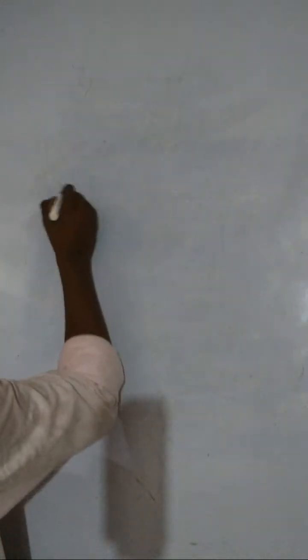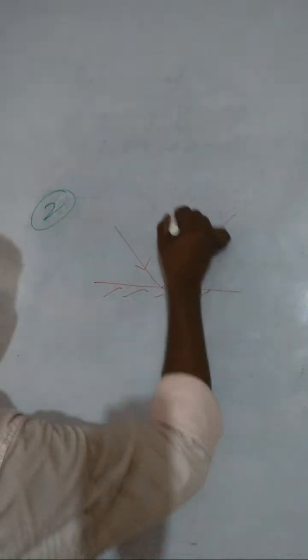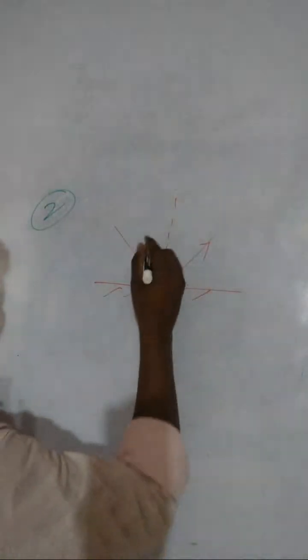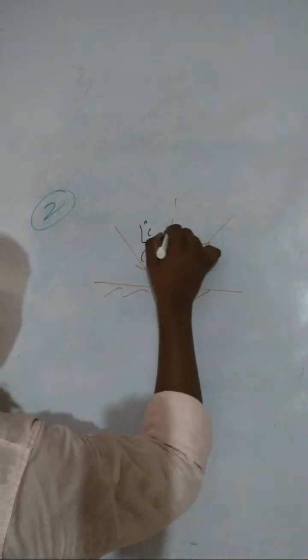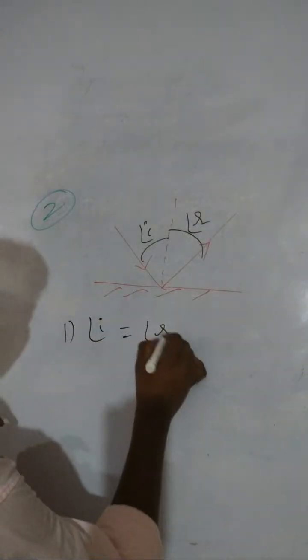The next question is: state two laws of reflection. So they are asking about two laws. What are the laws? Angle of incidence is equal to angle of reflection. I am taking this reflecting phenomenon, where light is incident on it. The angle between the incident ray and the normal line is called the angle of incidence. The angle between the reflected ray and the normal line is called the angle of reflection. So the first law: angle of incidence is equal to angle of reflection.